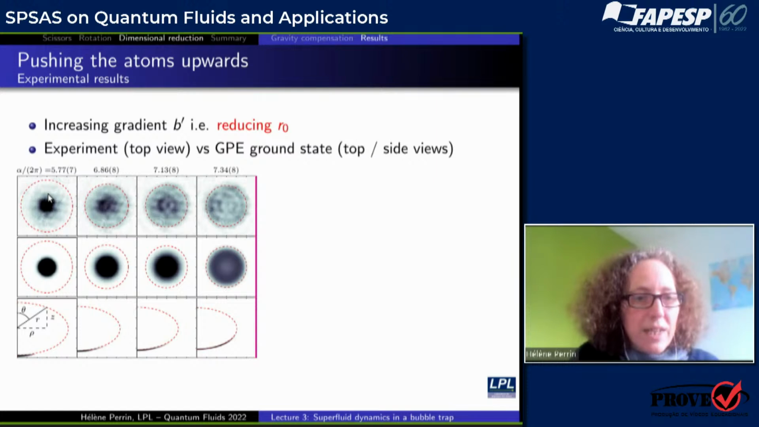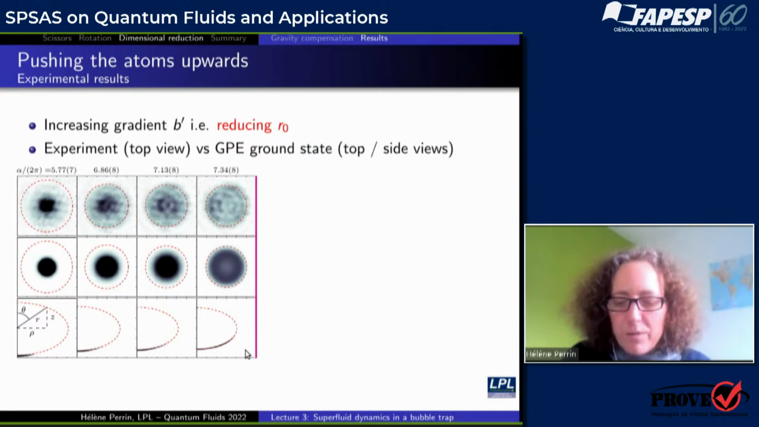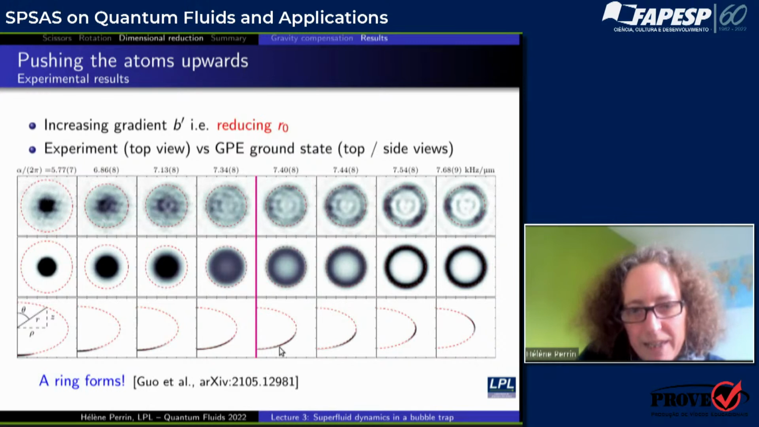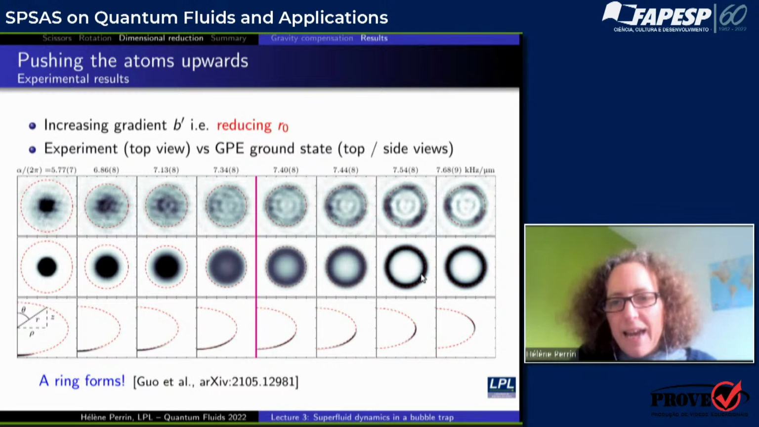And now we start to compensate gravity, and we do that by reducing the radius. The bubble shrinks, and you see that the atoms spread more upwards and less at the bottom of the bubble. At some point, we can fill half of the bubble with this technique. And this line here corresponds to gravity compensation. So we should expect that it will fill the bubble everywhere and have the atoms everywhere in the bubble. But this is what happens. Instead of filling the bubble, the atoms remain grouped all together, and they end up forming a ring around the equator.